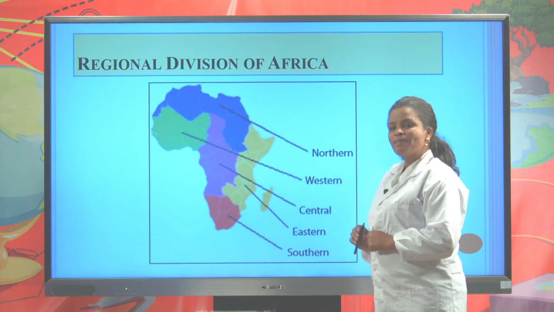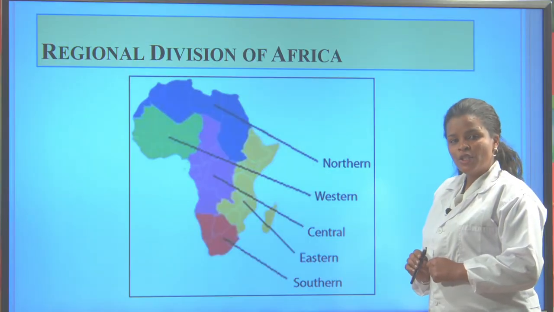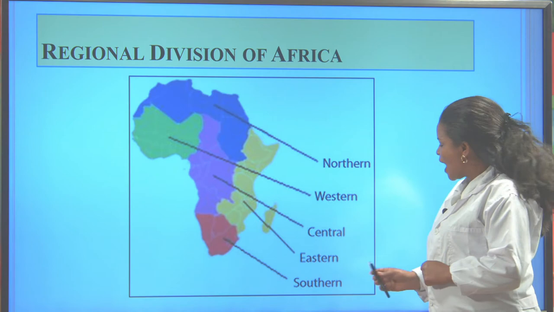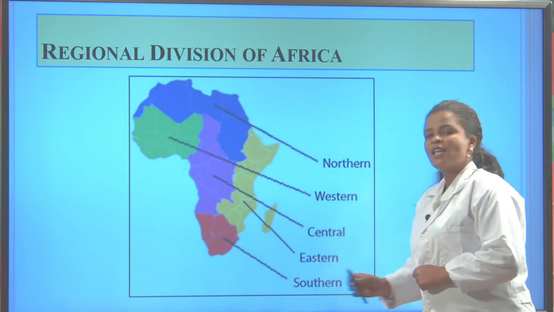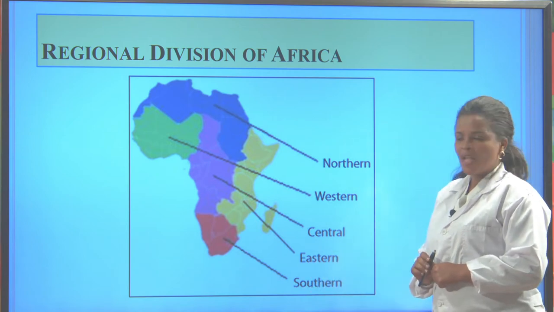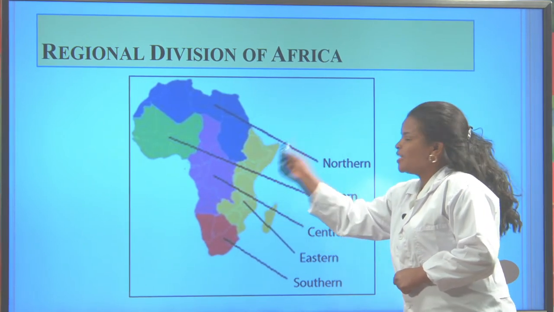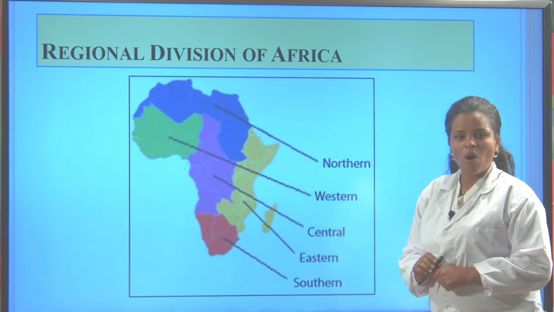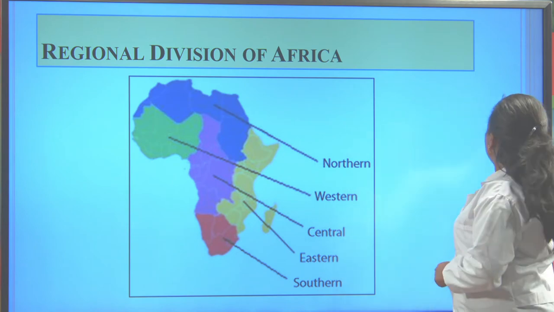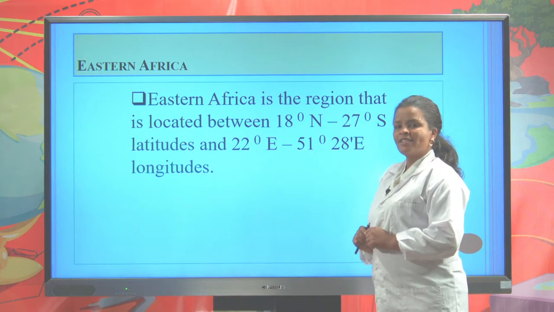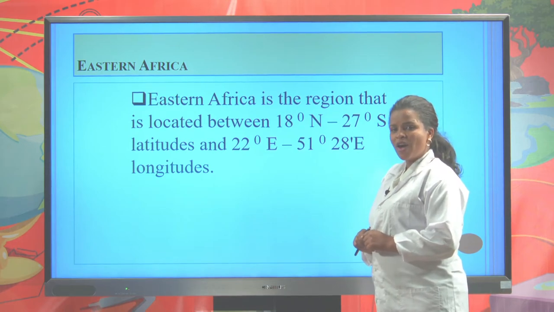The life expectancy of Eastern Africa is very short. This shows that Eastern Africa is a less developed region, and the smallest region is Southern Africa. The north-south and west-east extent of Africa is almost similar. Let us see each region of Africa.